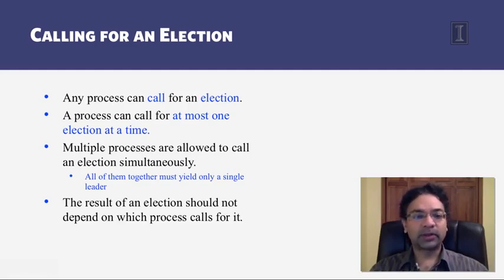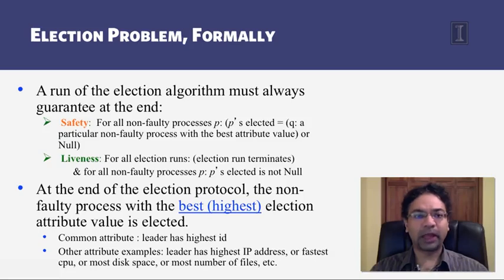If multiple processes call an election simultaneously, we want all of those together to yield exactly one leader. We don't want them to yield conflicting leaders. But at a time, you want only one election running. Also, the result of an election must not depend on who calls it. So the initiator's ID, whichever process initiated the election, must not influence the outcome of the election itself. Instead, the outcome of the election must be based on certain other criteria that are important to the system or to the application.